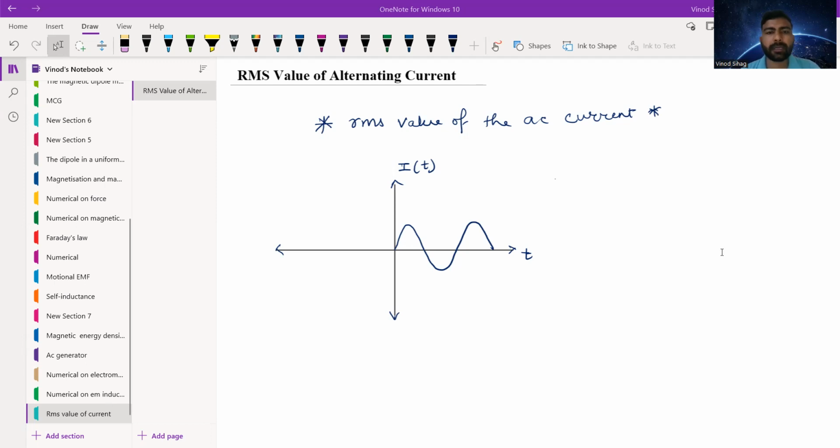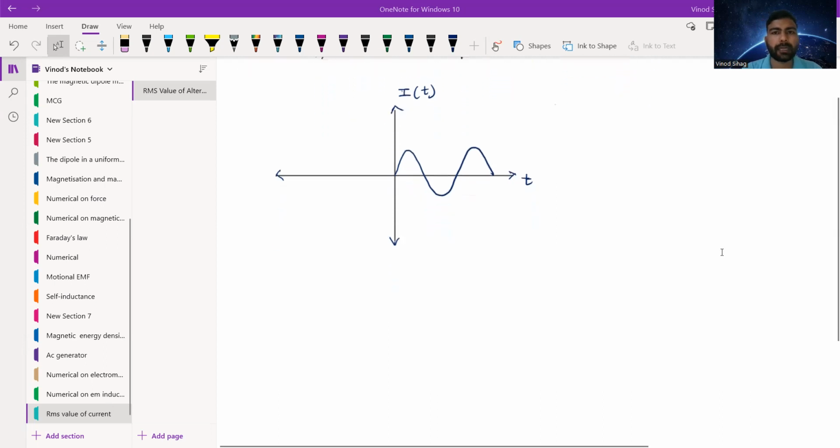So in today's lecture, we are going to study how we can find out the RMS value of the given alternating current. Okay. So in this procedure, we have to do three things. First one is square, second one is mean, and third one is square root. So let's start with the equation of alternating current.